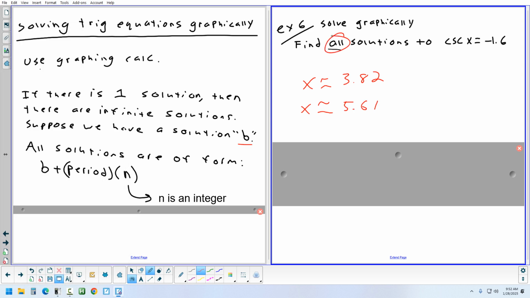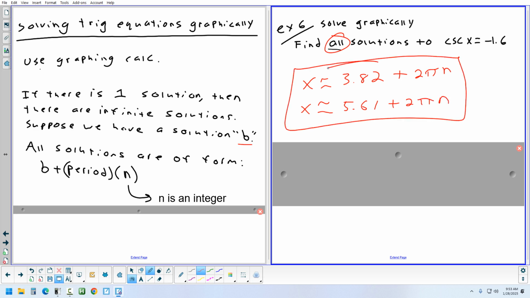And if that's all you write, you have not done all solutions. You've done 2. What would I put on the end of that one that would give me a formula to calculate later or earlier answers? Yep. Plus 2 pi n. And again, understand n is an integer. And same thing here. That is how you represent all solutions. You've got to put the plus period times n. And that's the last one we're going to do. Okay. So that finishes up graphing.